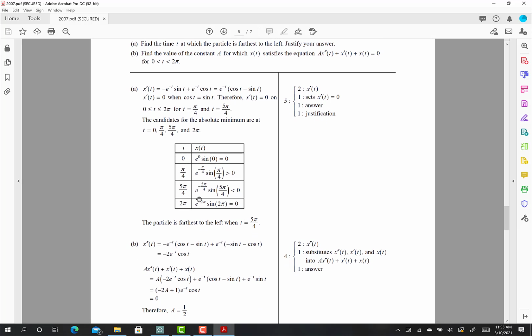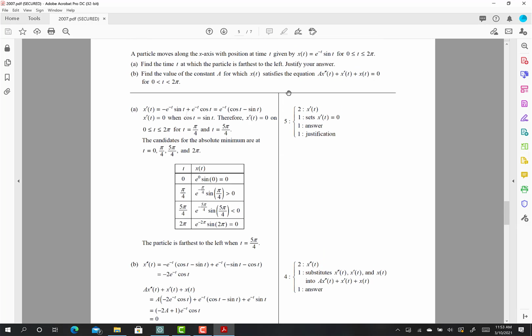There's other ways. You could have done a number line. But I feel that this is the best route because you still have to test your endpoints anyways, 0 and 2 pi. So there it is. And they said that equals 0. That's a positive number. That's a negative number. That equals 0. So there it is. And then they just wrote the particle is furthest to the left when t equals 5 pi over 4. I like it. I like it, guys.